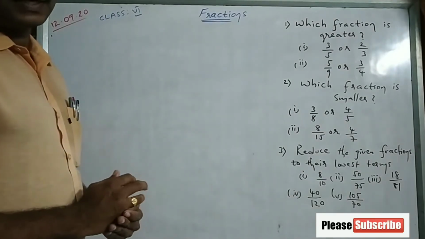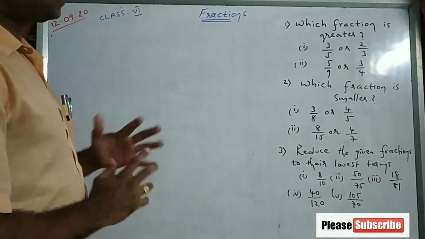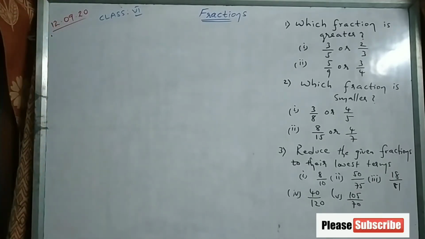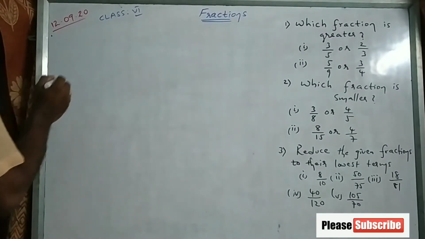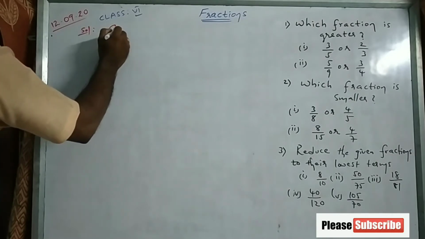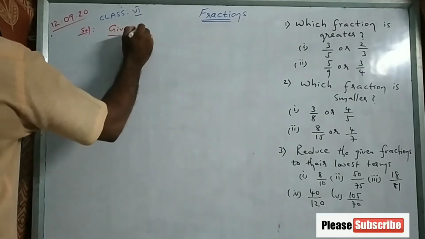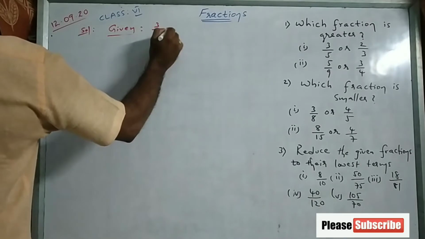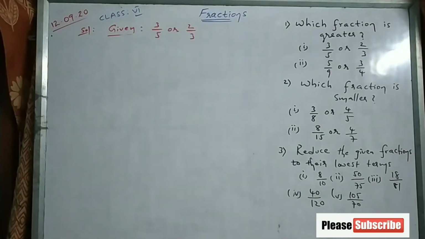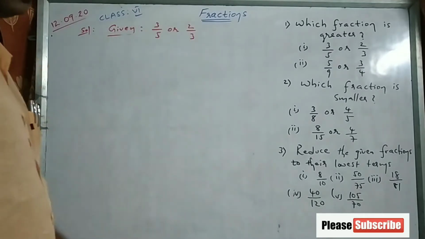In the previous class we started fractions and we have seen some problems. Let us continue the problems now. First question, look at which fraction is greater. What are the given fractions here? 3 by 5 or 2 by 3. Which fraction is greater among these two?